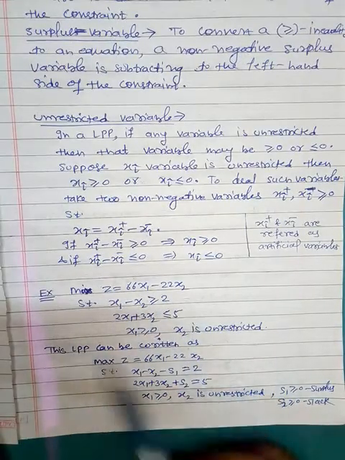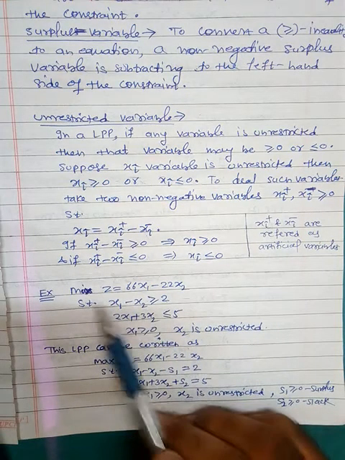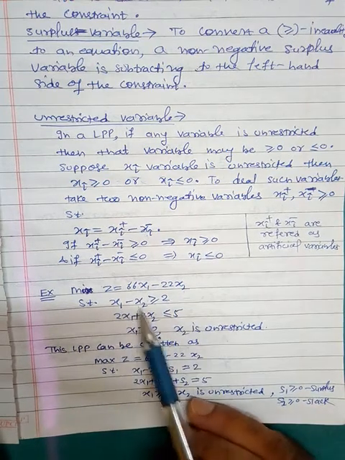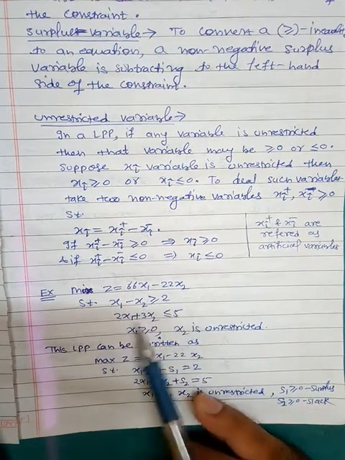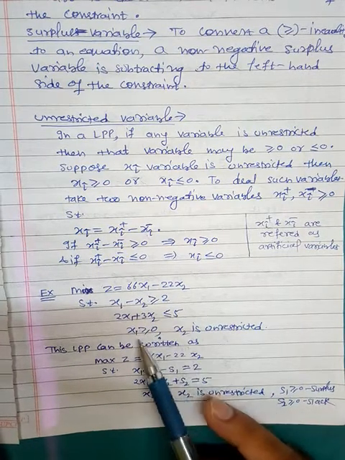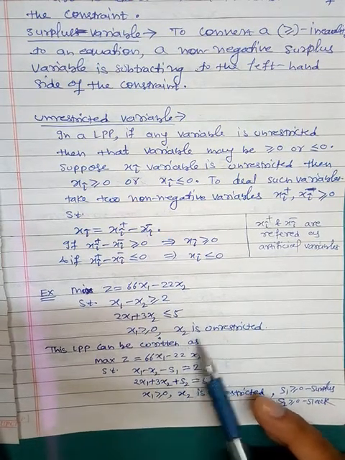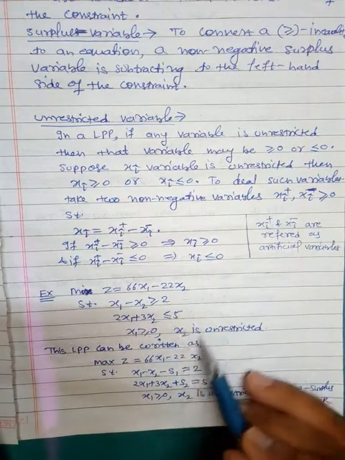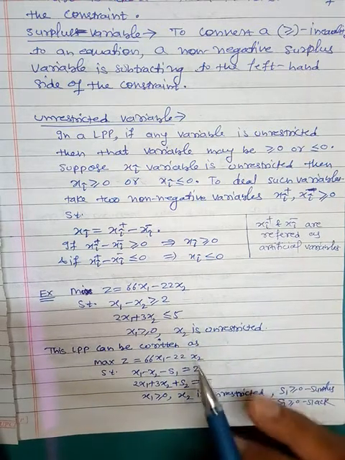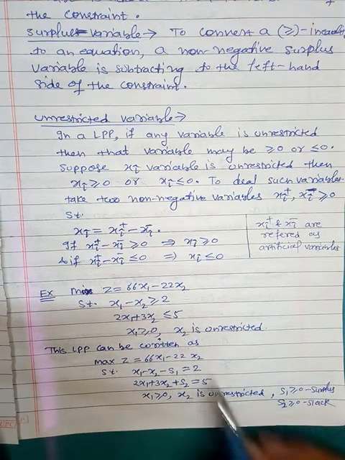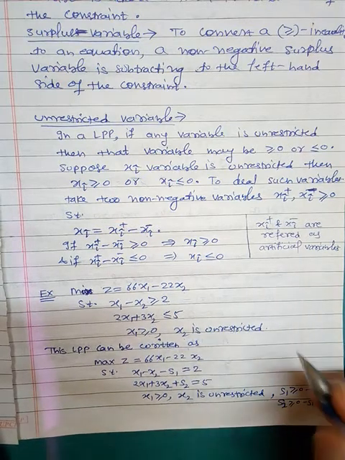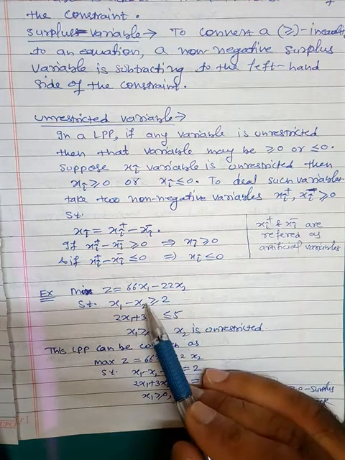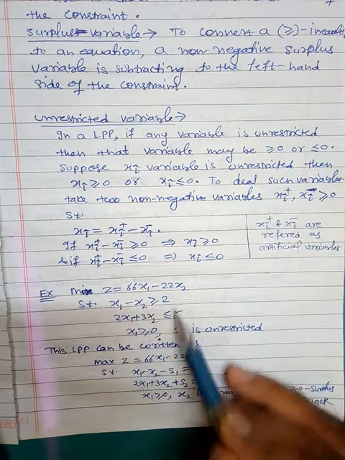Okay, so for example, here we have taken an LPP: maximum z is 66x1 minus 22x2, subject to x1 minus x2 greater than equal to 2, 2x1 plus 3x2 less than equal to 5, x1 greater than equal to 0, and x2 unrestricted. So here x2 is unrestricted, and we can write x2 as x2 plus minus x2 minus. But before that, first we will add the slack and surplus variables.